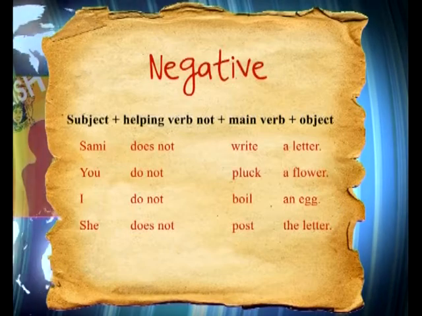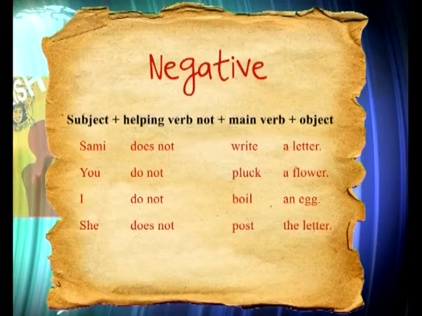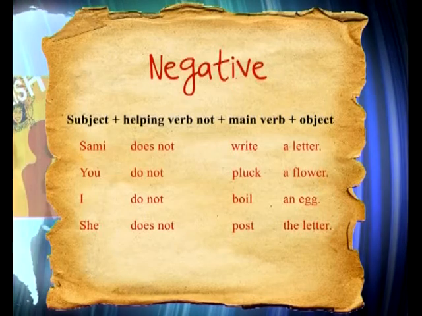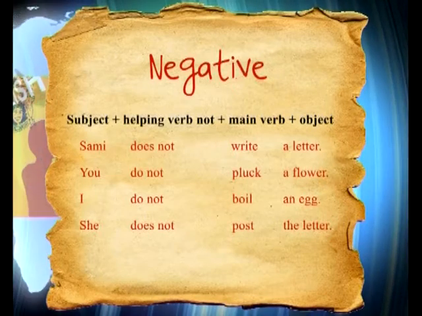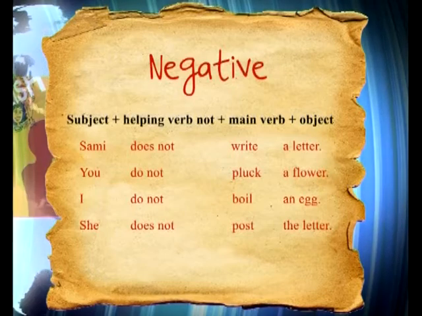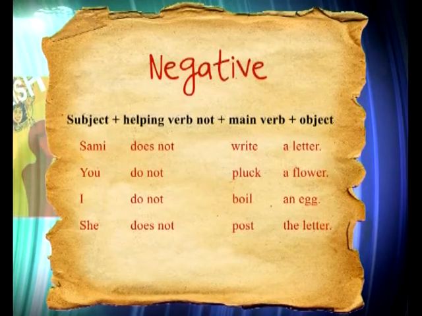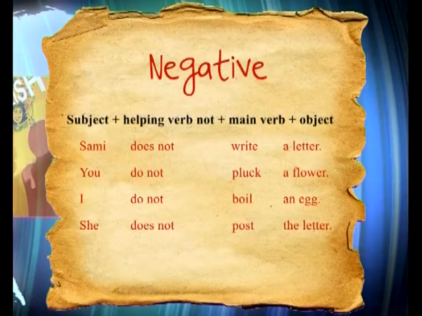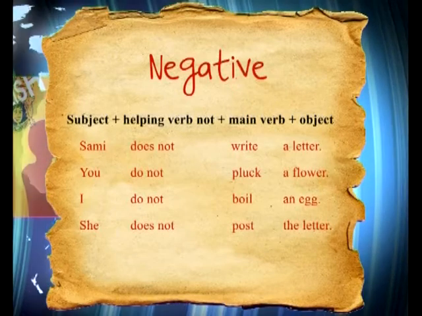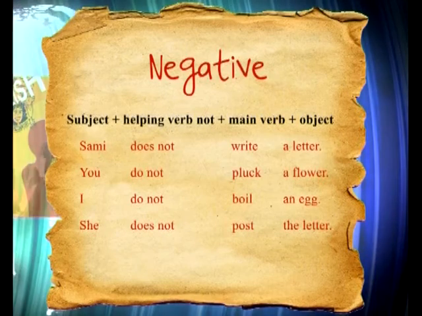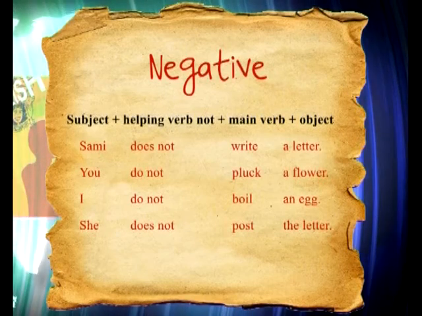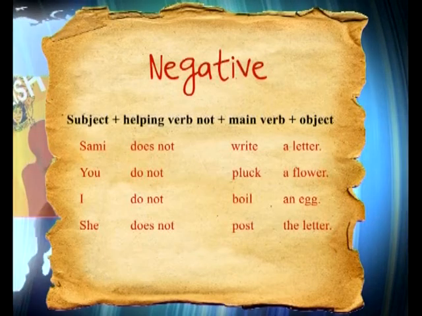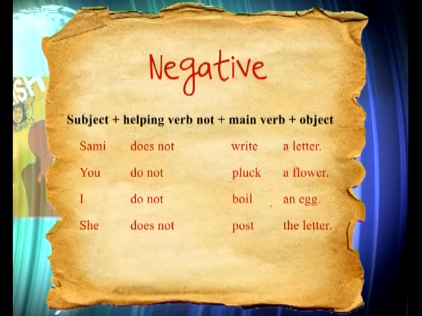It is subject plus helping verb with not, the main verb, and then object. Example, Sami does not write a letter. You see, I haven't changed the sentence so that it becomes easy for you to learn. Sami in the past sentence used writes with it, but now it is does. Because of does, writes changes into write, because s shifts back to do, that becomes does. So the sentence is Sami does not write a letter.